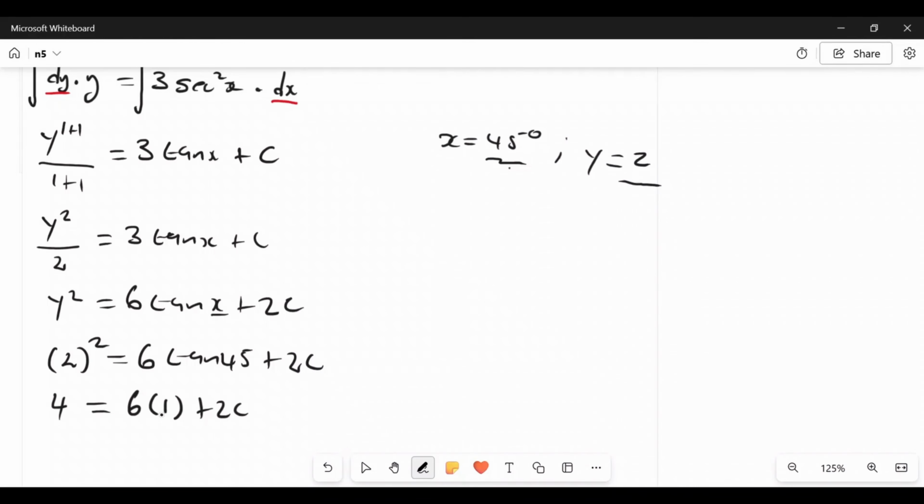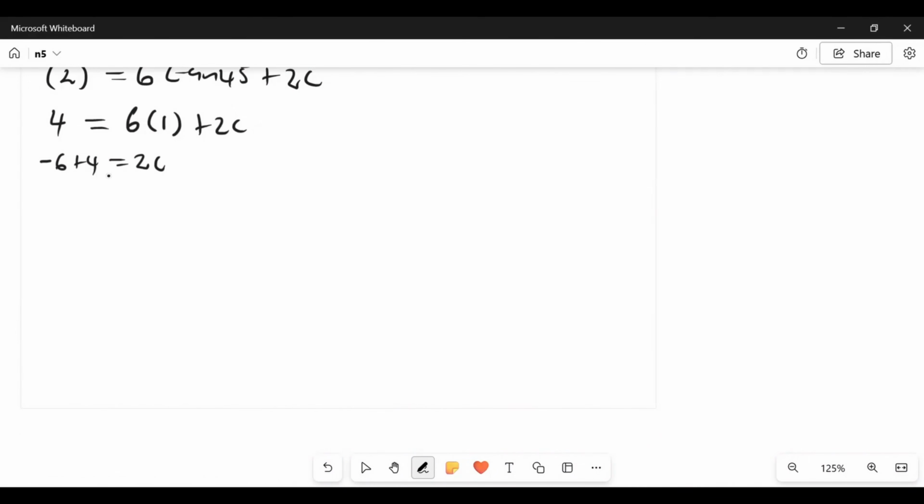We have to transpose this 6 to the left-hand side. We're going to have negative 6 plus 4 equal to 2c. Right, let's create space again so that we are able to solve this. This gives us negative 2 equal to 2c. If we divide by 2 throughout, negative 1 is going to be our answer for c. So we can say c is equal to negative 1. Right, now that we are done with this, we can substitute back the value of c to get the actual equation.